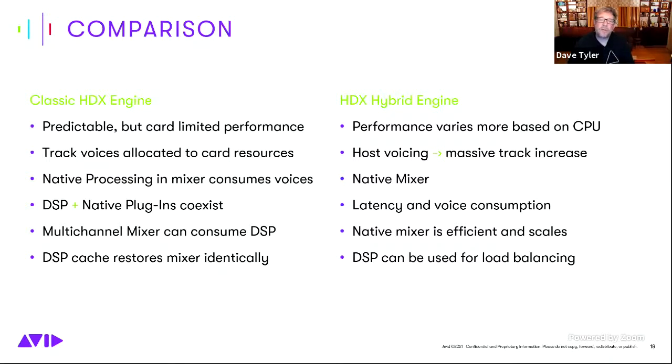Also, we've got our voicing, which we talked about, is managed by the card, so that's a limiting factor. Possibly native processing in the mixer, again, consuming voices, is another limiting factor. Something to bear in mind is that an advantage of the classic engine is that DSP and native plugins can coexist, but again within some limitations, as we've discussed earlier on. And multi-channel mixing particularly can eat up your DSP, so you end up having no DSP left for plugin processing at all.